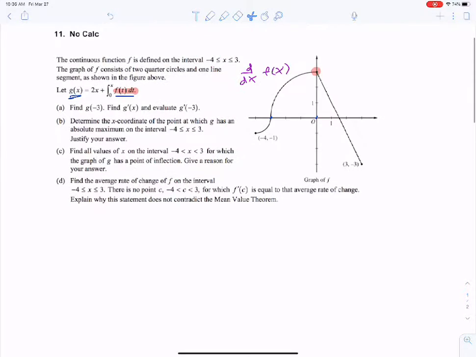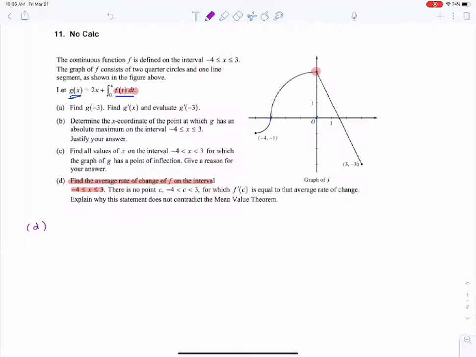Okay, in regards to D, so what do we got? Remember there was a couple parts to D. One was we had to find the average rate of change on this interval, and then we had to explain why mean value theorem doesn't apply here. So let's start with the average rate of change.